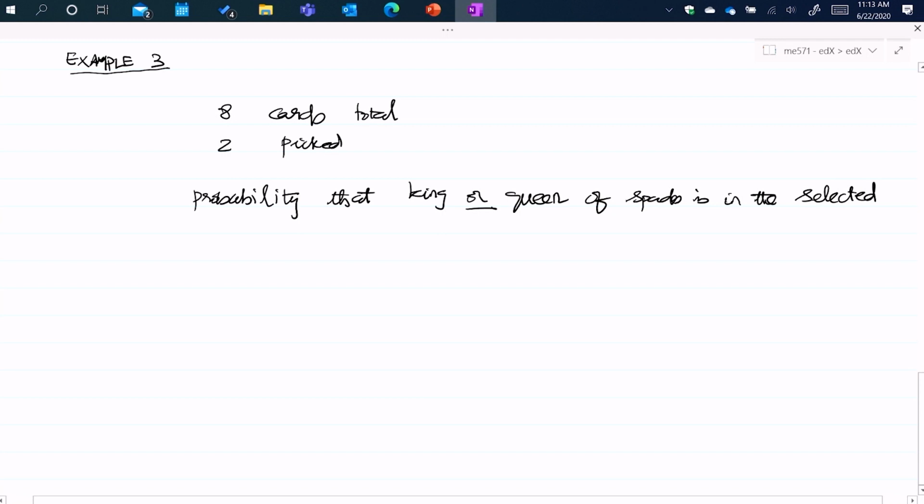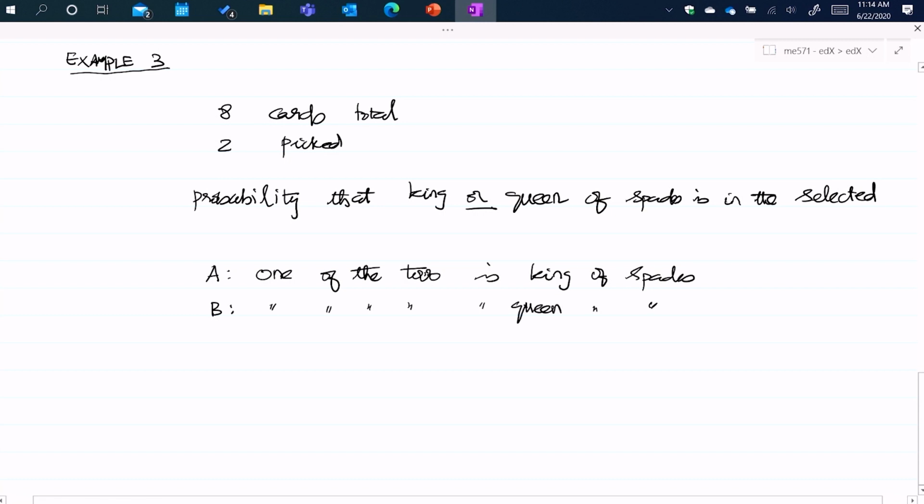Okay, so we need to define events here. In any probability problem, it's important to define events. So let A be the event that one of the 2 cards is the king of spades, and B be the event that one of the 2 is the queen of spades. Then what is the probability of A?